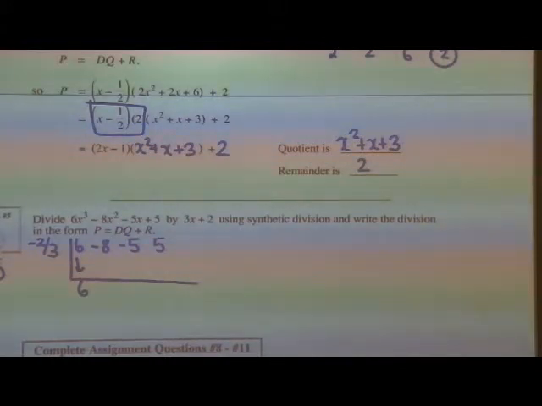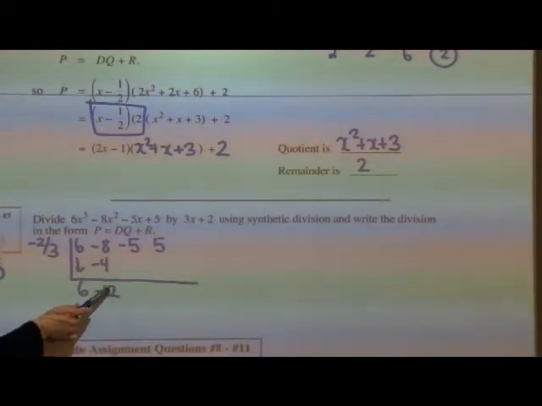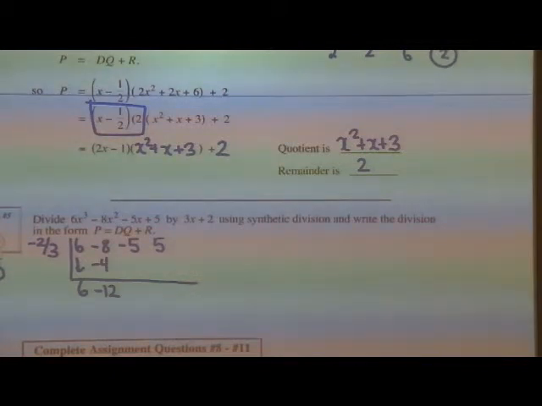If I have to take 6 and multiply it by negative 2/3, and I didn't want to use my calculator for it, how can I do that? 6 divided by 3 times negative 2, negative 4. Add those two numbers together and I get negative 12. So when I take negative 12 and multiply it by negative 2/3, negative 12 divided by 3, multiplied by negative 2, it'd be positive 8, because I get a negative 4 when I divide it.